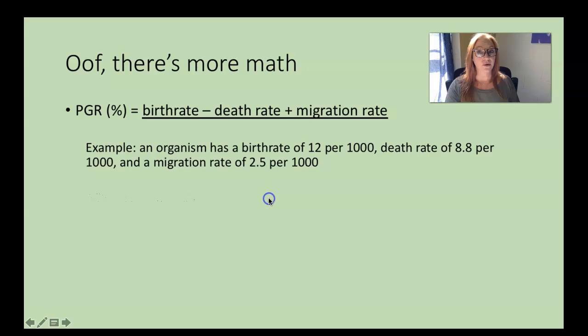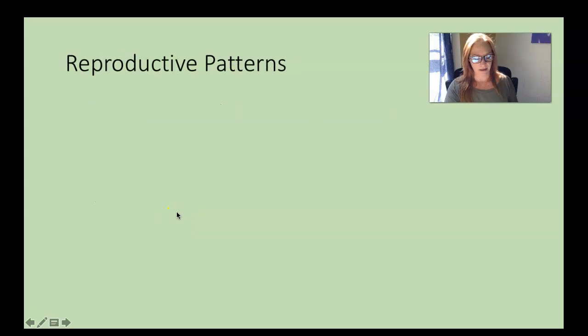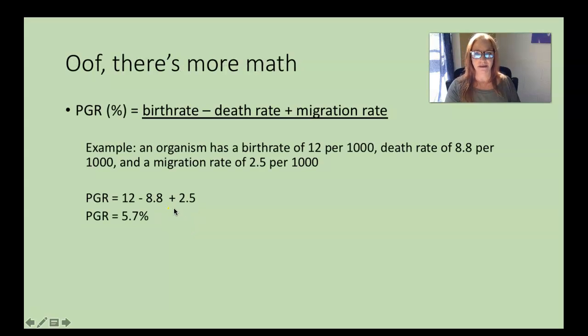So how do we figure out their growth, the percentage of growth? You take 12 minus 8.8 plus 2.5. Whoops, I get ahead on my clickies sometimes. And we get a growth rate of 5.7%. Okay? Make sure you wrote that down. Pause me at any time. There's a discussion question where you have to do this math, so make sure you get that as well, okay?